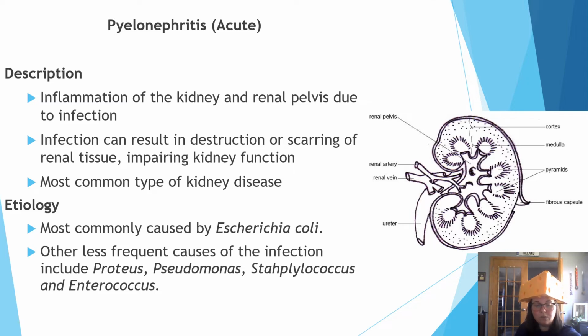The word renal will be your medical terminology clue in the future for somehow being involved with the kidneys. This one isn't an easy one to remember, but the word renal has Latin roots, so there's no changing that. Pyelonephritis is the most common type of kidney disease, and it is usually caused by E. coli. Other less frequent causes of infection include Proteus, Pseudomonas, Staph, and Enterococcus.